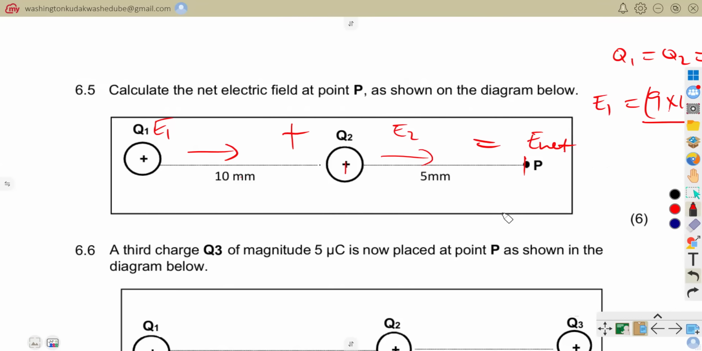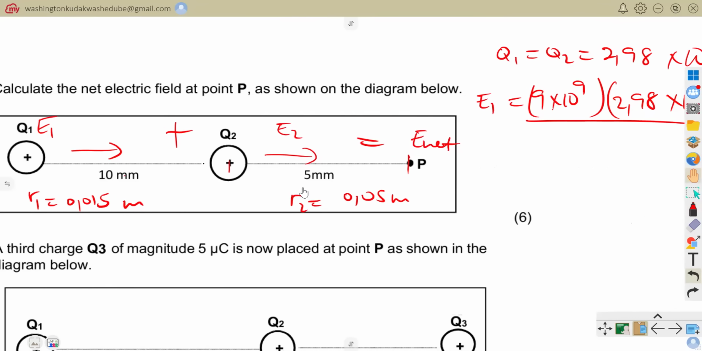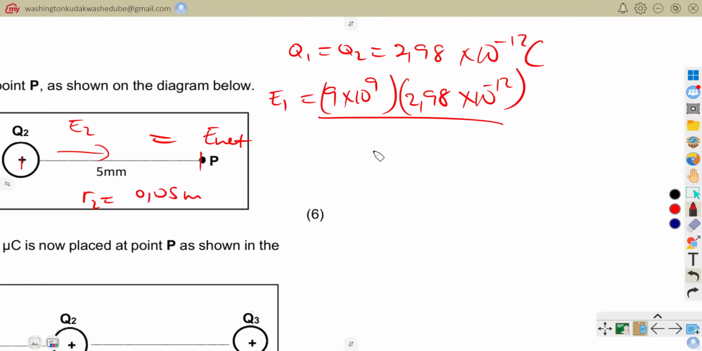So here, my R is what? My R1 would be equal to 0.015 meters. My R2 would be equal to 0.05 meters. So those are the values that I'm going to substitute there. Now, I'm going to substitute 0.015 squared. What becomes the value of E1?